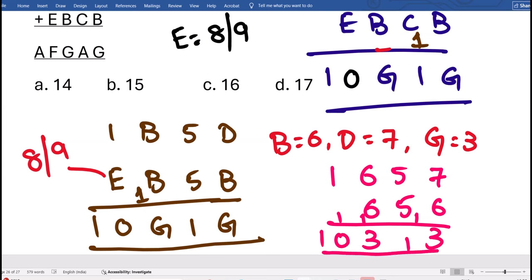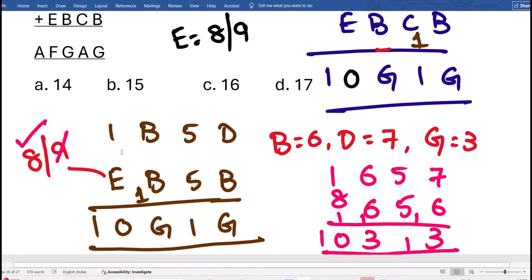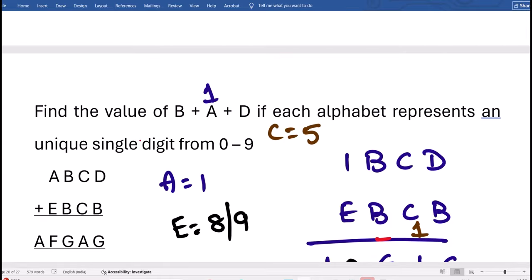E must be 8. So the question is regarding B plus A plus D. 14 is what your answer.